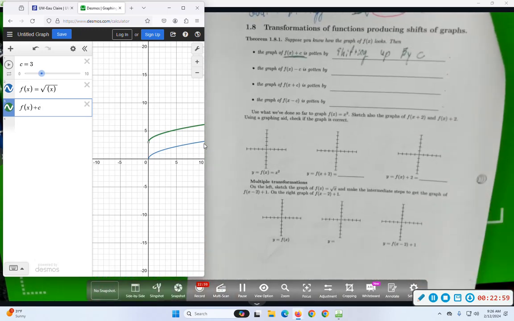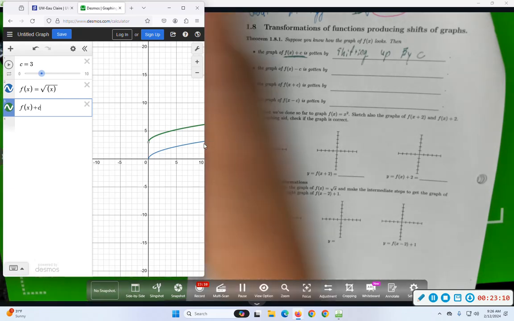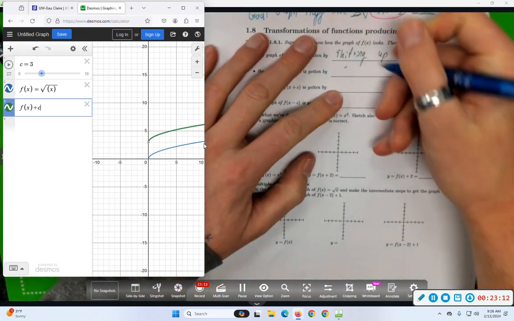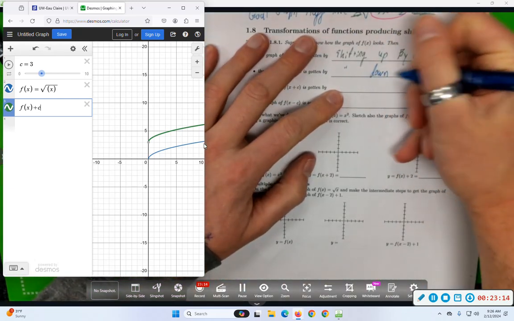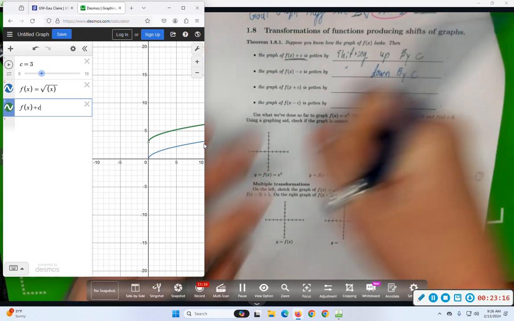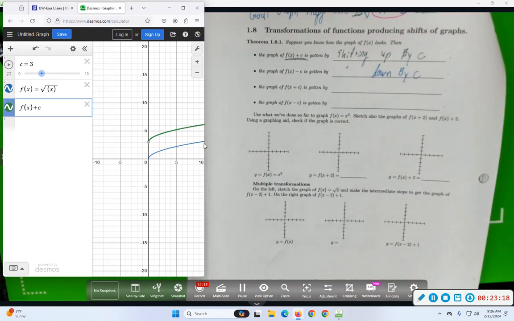All right, so if adding a number shifts up, what do you think subtracting a number from a function will do? Shifts down. And let's just see if that holds up. There's this function minus this number c. Does that look like it's just been shifted down by c? Cool.